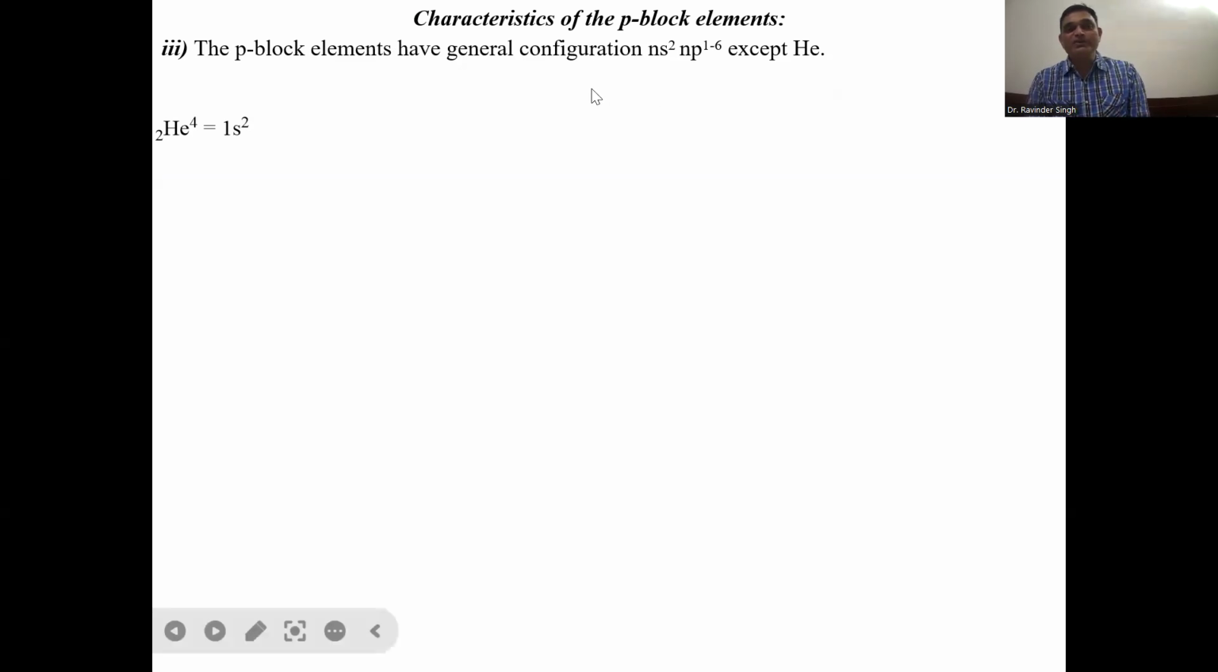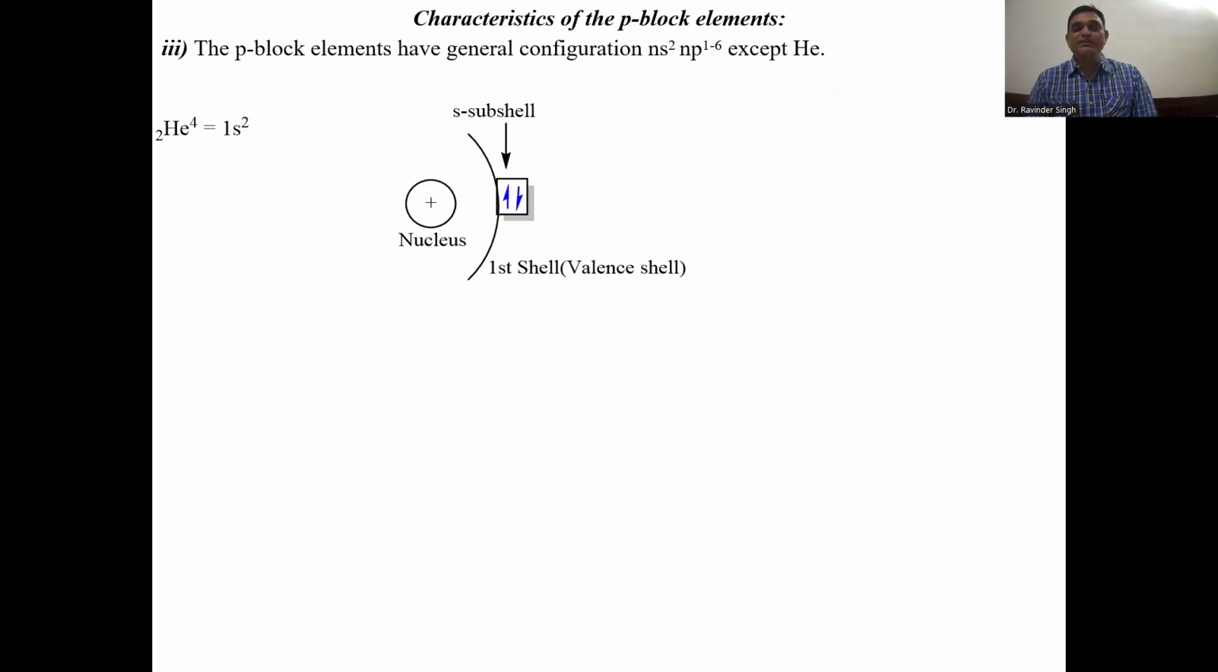The general electronic configuration of the p block elements is ns2 np1 to 6 except helium, because in case of helium, the configuration is 1s2. There is no role of the p here. You can see in the diagram also, nucleus, the first shell, which has only 2 electrons in the s subshell. So the exception to that general configuration of the p block elements is helium. That is the helium that you have to learn from the examination point of view. Helium has only 2 paired electrons.